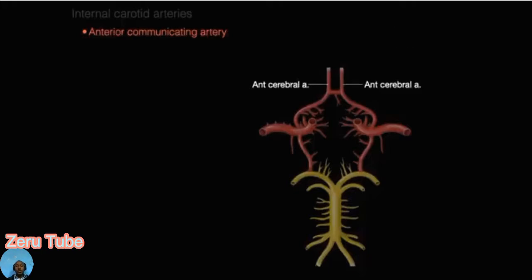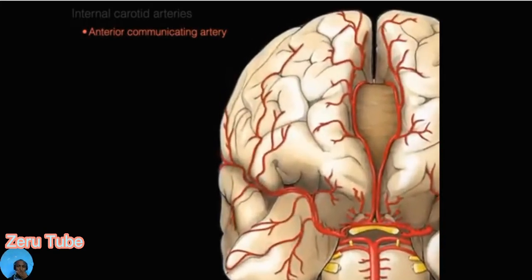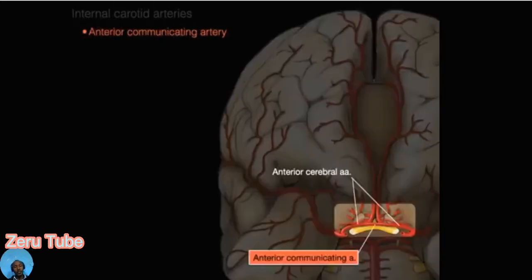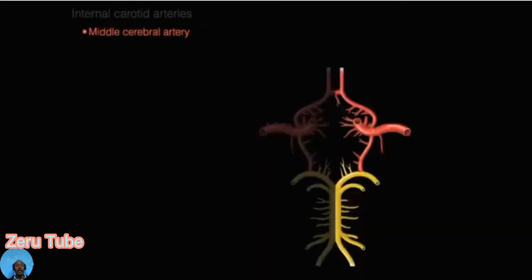Look, there is also a small branch which connects the anterior cerebral arteries, both the right and the left anterior cerebral artery. The right anterior cerebral artery and the left anterior cerebral artery connect together by the anterior communicating artery. Like the posterior communicating artery, the anterior communicating artery connects the left and right anterior cerebral arteries. So this is the anterior communicating artery which connects the right and the left anterior cerebral artery.